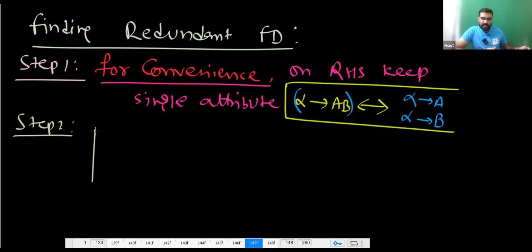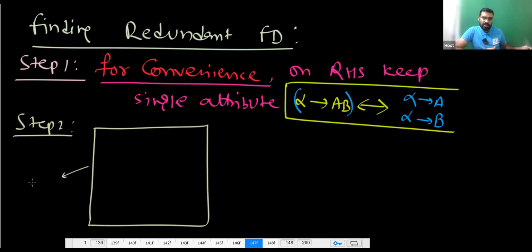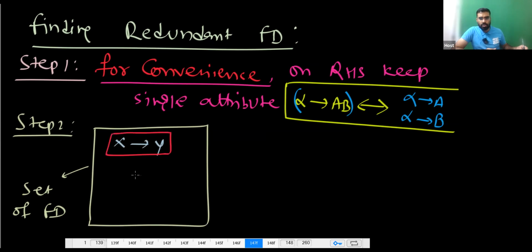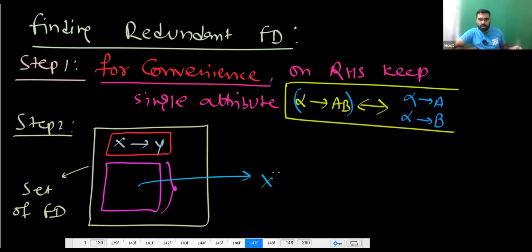Anyway, now what is step 2? Step 2 is very simple. This is your set of FDs. If you want to check whether an FD, X determining Y, is redundant or not, what will you do? In the remaining FDs, you will find X closure. Agree?